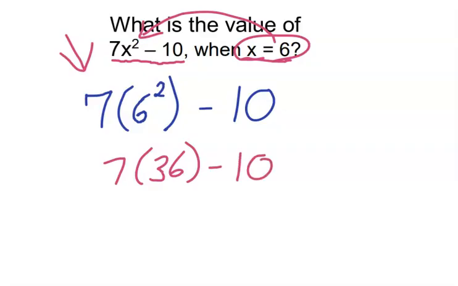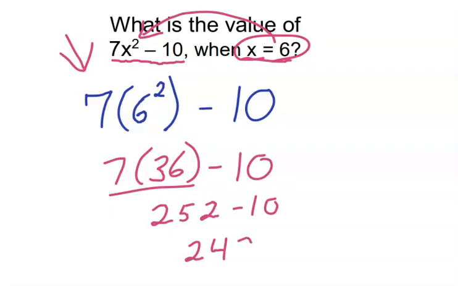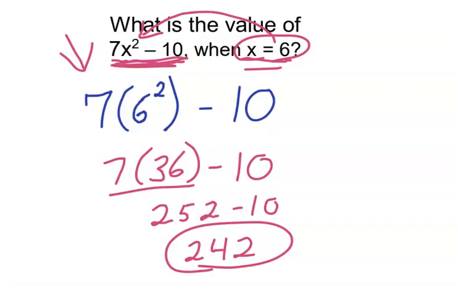Again, we have to follow order of operations. So we don't have any parentheses other than the 36. So that's already finished. There are no exponents anymore. We took care of that. So now we look at if there's multiplication or division. Yes, there is right here. So we're going to have to do 36 times 7. 36 times 7 is 252 minus 10. All right, the only thing we have to do now is take 10 away from 252, and we end up with 242. So what is the value of 7x squared minus 10 if x equals 6? The answer is 242.